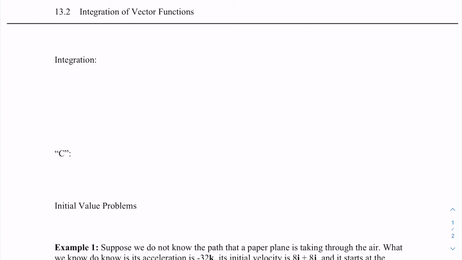So chapter 13.2 is going to be relatively short compared to the other chapters we've looked at because it builds off of a lot of the ideas that we explored in the previous chapter in 13.1. So we're going to continue talking about things you can do with these vector valued functions.